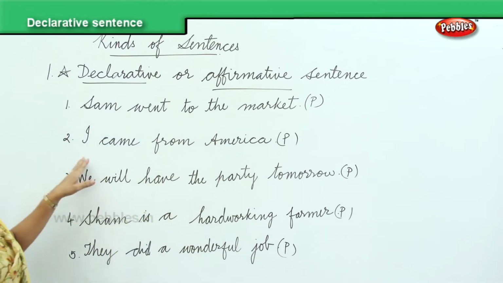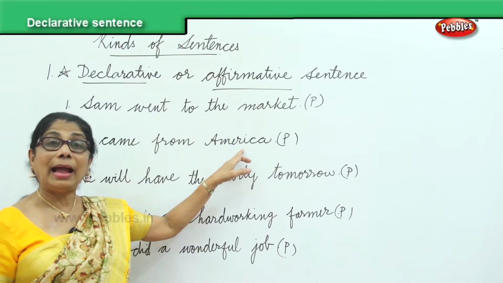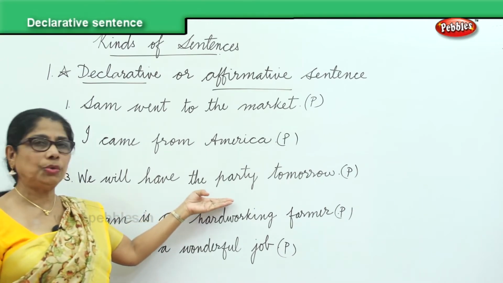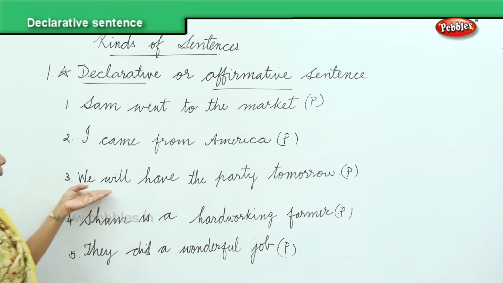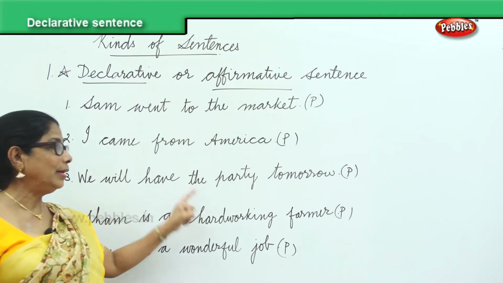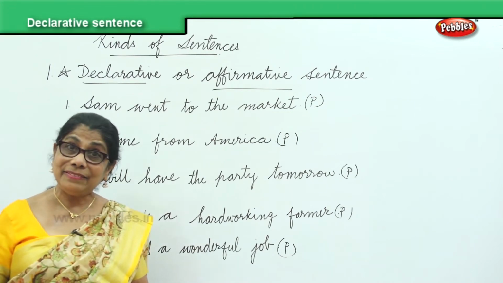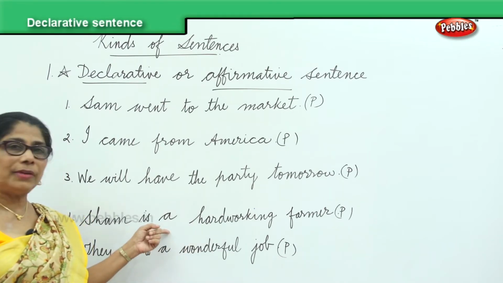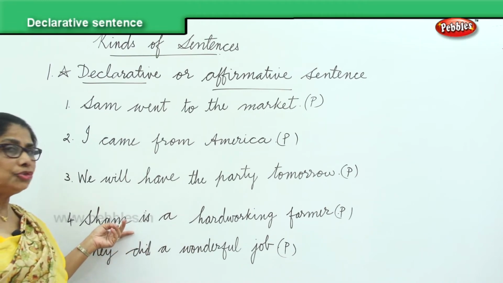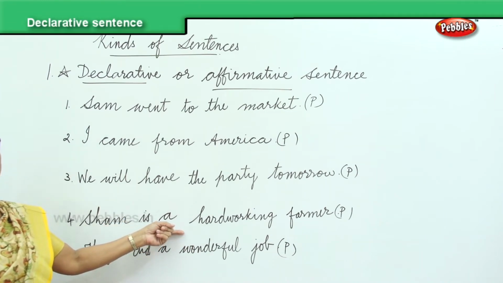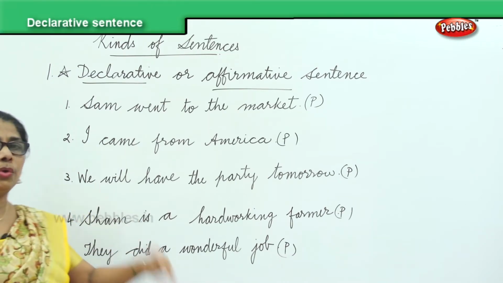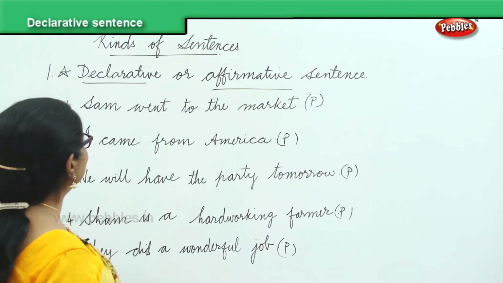Next one. I came from America. I did not come from America. We will have the party tomorrow. I'm making it negative. We will not have the party tomorrow. That is a declarative, affirmative, negative sentence. And here, Sam is a hard working farmer. Sam is not a hard working farmer. That makes it a negative, declarative, affirmative sentence. They did a wonderful job. They did not do a wonderful job. Okay? So, how do you make it negative?